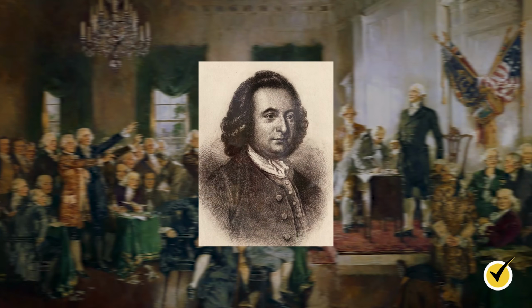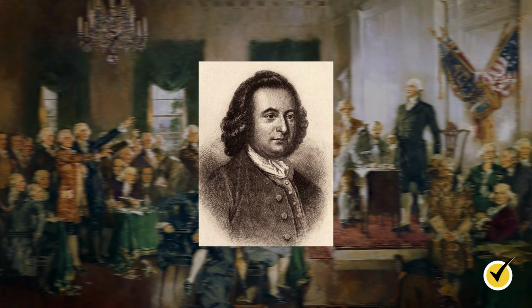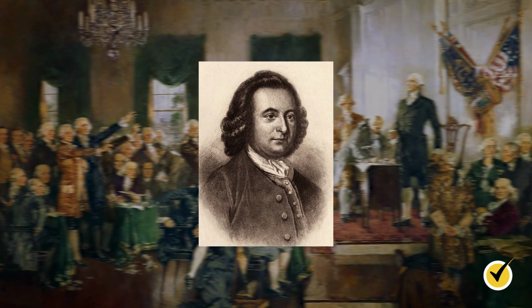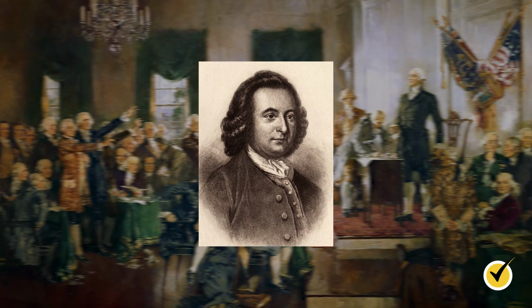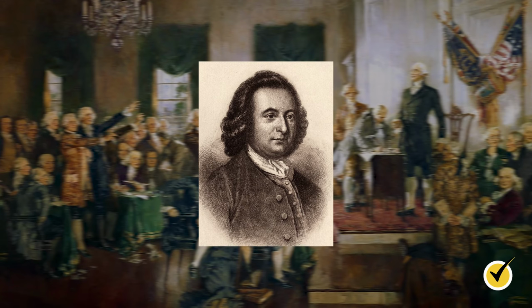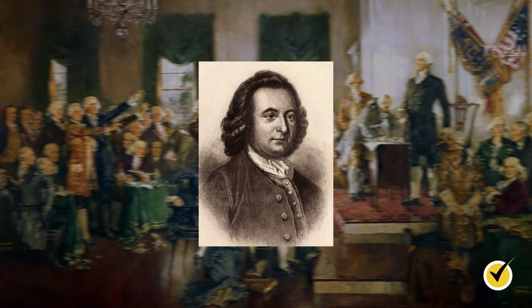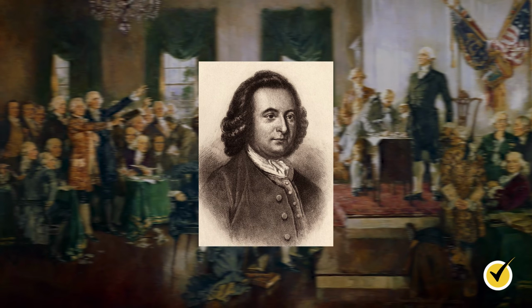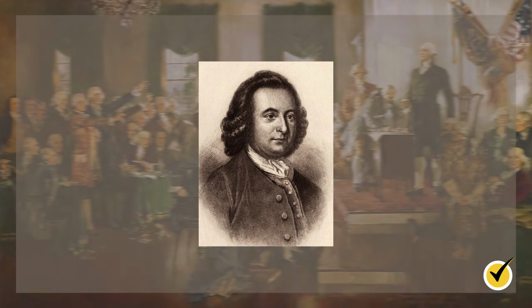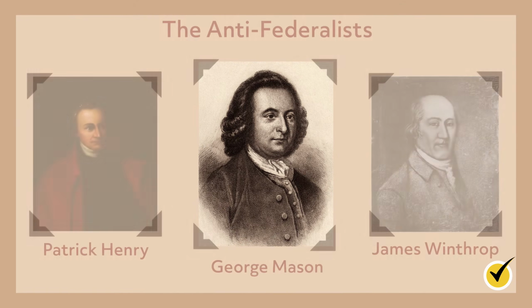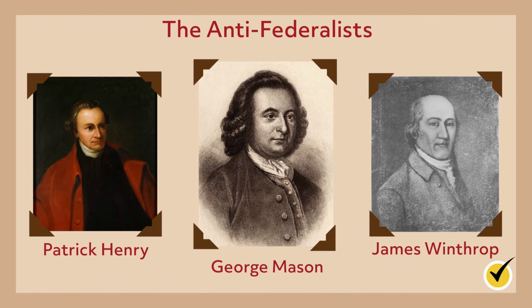Towards the very end of the convention, George Mason motioned to have a Bill of Rights included, but was overruled. To many delegates, it wasn't necessary. The states already protected individual rights, and the Constitution they were writing did not take away any rights. But this motion became a rallying cry for a group known as the Anti-Federalists, who opposed the new Constitution.